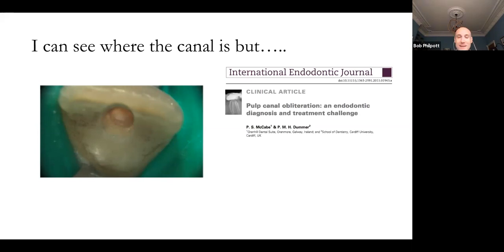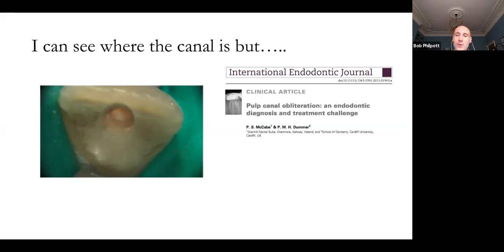In terms of finding these canals, one of the things that often comes up is, well, I can see the canal, but there it is. And this is a great article, and I don't recommend too many papers, and we do have time now, but there's having time on the one hand, and there's reading endodontic literature on the other. I don't know if anybody is that bored yet that you want to start delving into this stuff, but this is a great paper.